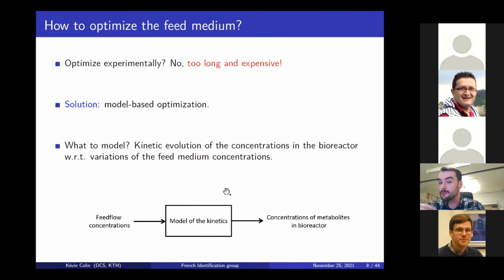Okay, so we know what we need to optimize, but how should we optimize? Well, we could consider first to do an experimental optimization. So we try one feed medium, we measure the MAB, and if it's not perfect, we try another one and we try to do it like this. But this is too long and very expensive. For instance, if you want to cultivate some cells and have some data, you need to wait 2 weeks.